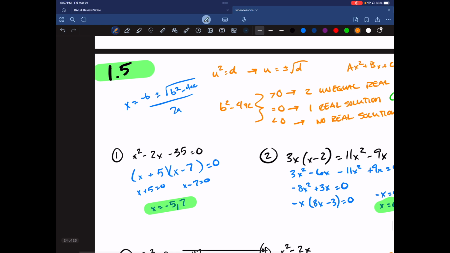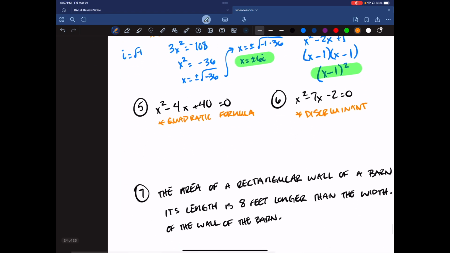Okay, and remember, I wrote that up here, right? Opposite b plus or minus square root b squared minus 4ac all over 2a. Okay, and my a is in front. A is in front. This is b, sign included, and this is c. So that's going to mean opposite b is -4, plus or minus square root b squared, so it's going to be -4 all squared, minus 4ac. A is 1, c is 40, all over 2 times 1.